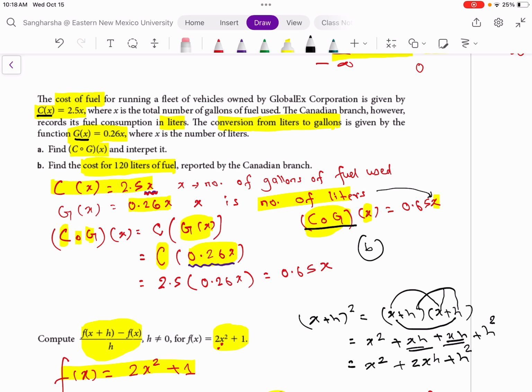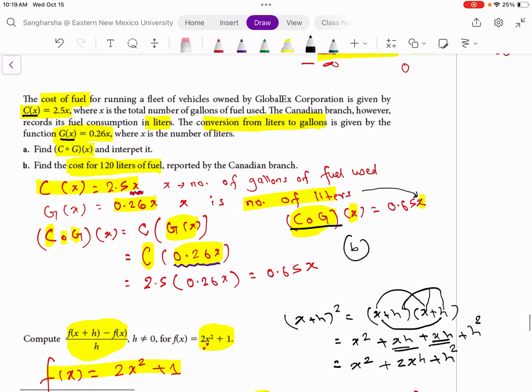Why not C of x? Because our x in C of x is gallons, right? But we are given liters. Why not G? Because G converts liters into gallons. It does not help us to find the cost. But here we have C composite G of x, and this function helps us to find the cost when our fuel is in liters. So we will find C composite G. It means we are asked to find C composite G of 120.